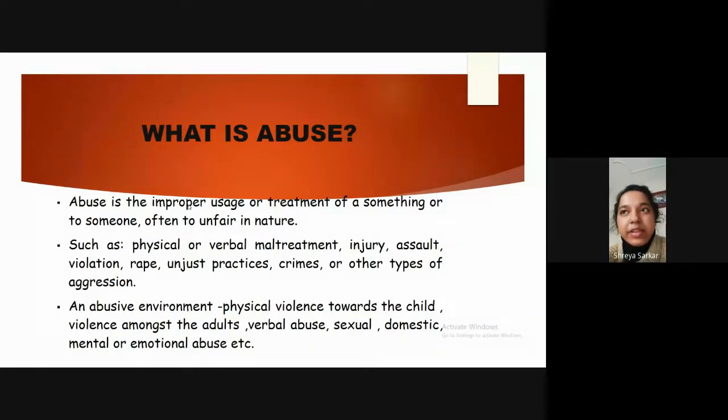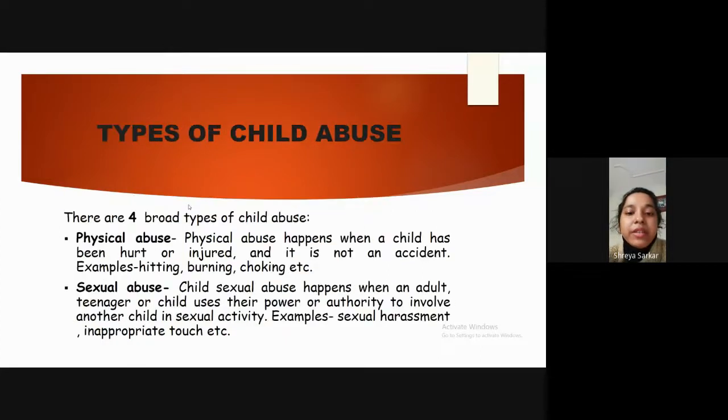There are many agencies which can cause different types of abuse. For example, it can be family, friends, relatives, strangers, peers, even teachers. The examples of abuse can be physical, verbal, non-verbal, or some kind of aggression, violation, unjust practices, crimes, or any other type of aggression. Now the question is what can be included in an abusive environment. Any kind of physical or mental violence, or an environment ridden with aggression, violence, or some kind of ill or malpractices can be categorized under that.